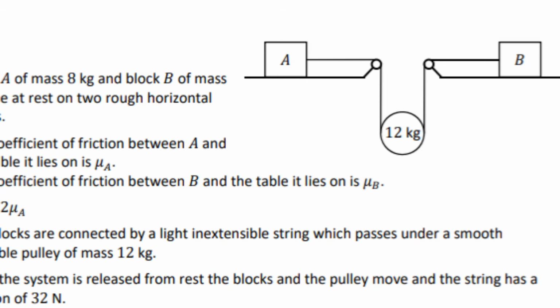Here's the problem. We have two blocks, A and B, on rough surfaces, where A weighs 8 kilograms and is connected to a pulley, and object B is also connected to the same pulley system, and the weight in the middle that connects A and B weighs 12 kilograms. As always, we assume that everything is smooth and frictionless, and the string is light and doesn't stretch. The coefficient of kinetic friction of B is twice that of A, and the tension is equal to 32 newtons. Solve for a, the acceleration of object A, and solve for mu B, the coefficient of kinetic friction.